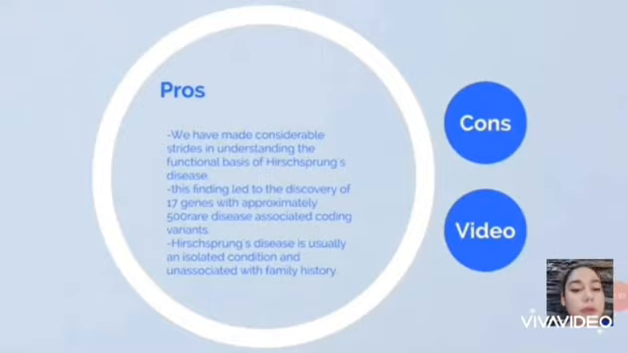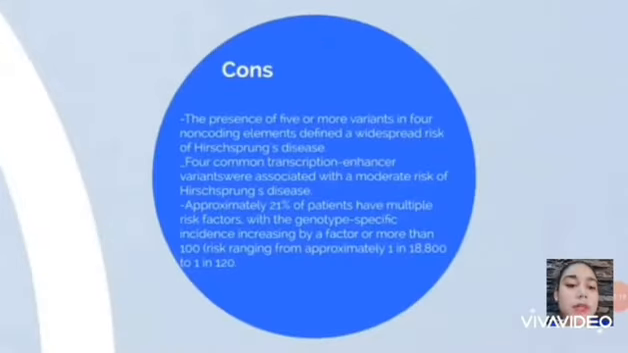Pros. We have made considerable progress in understanding the functional basis of Hirschsprung disease. These findings led to the discovery of 70 genes. Cons. The presence of variants in the first non-coding element defines a wide range of cases of Hirschsprung.